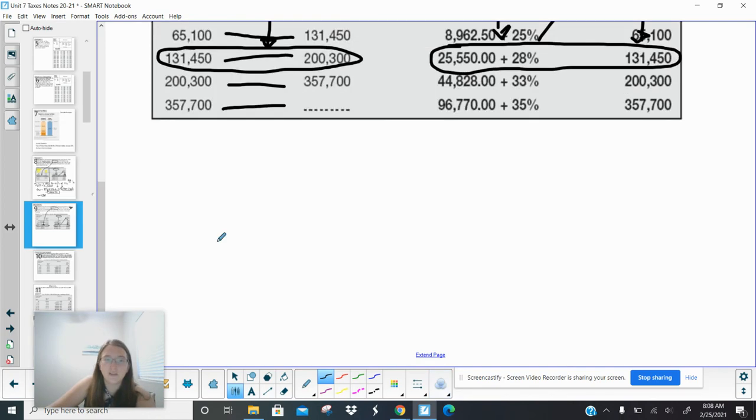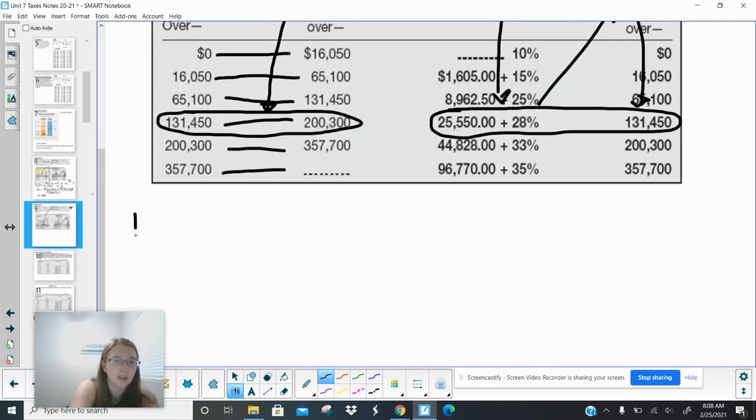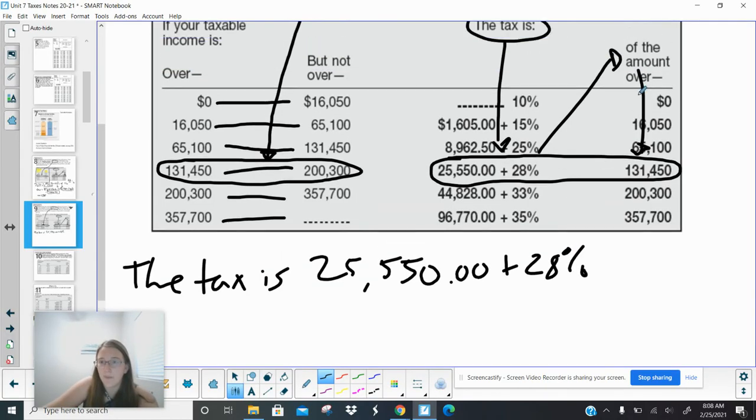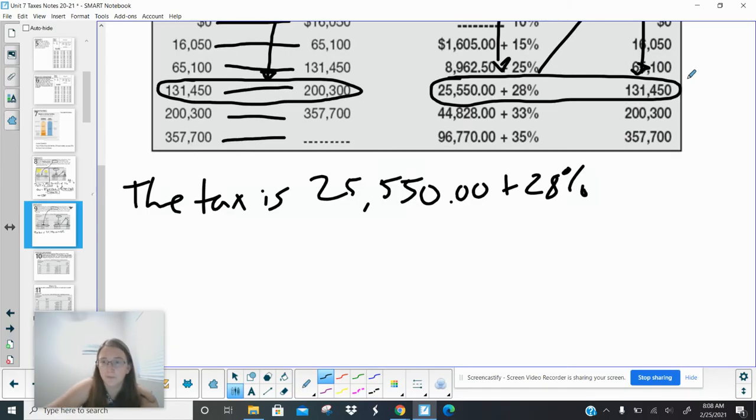Okay, once more, you don't have to do this every time, but while we're learning it, we want to be careful with it. It says the tax is 25,550.00. That's not a big deal. Plus 28%. And then I pop back up here of the amount over.